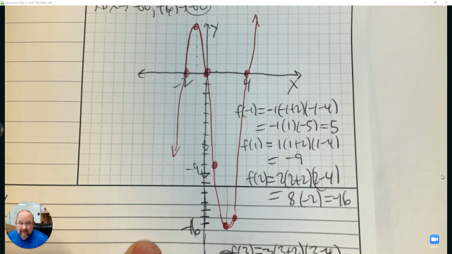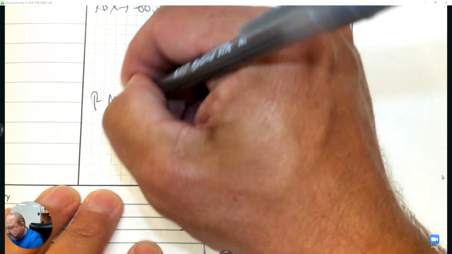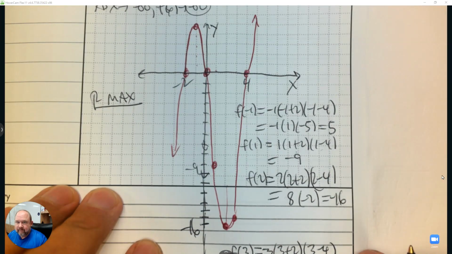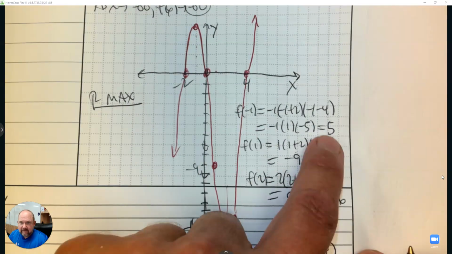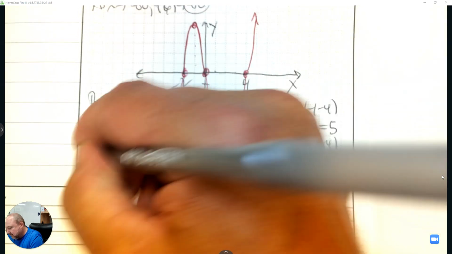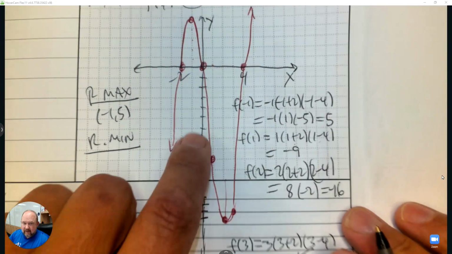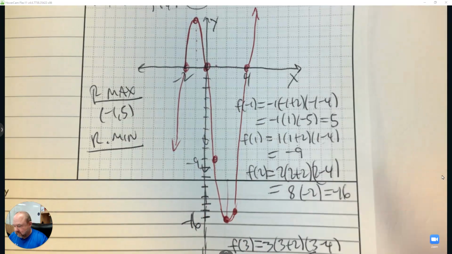So last thing I want you to write down is what the turning points are. So if I asked you for the relative maximum, that's this point where it turns. So it's at negative 1 and 5. If I ask you for the minimum, it's the lowest point. So that's at 2 and negative 16.